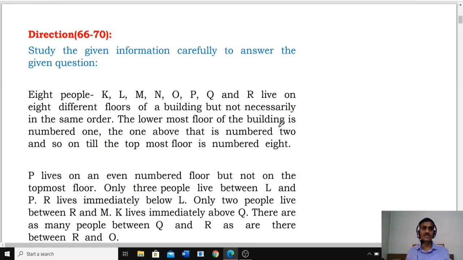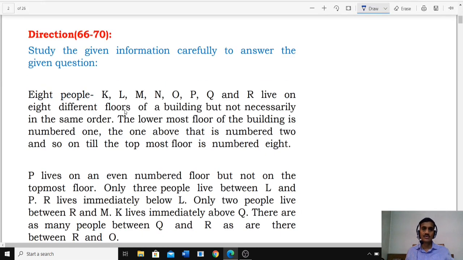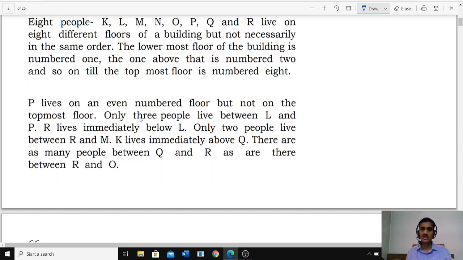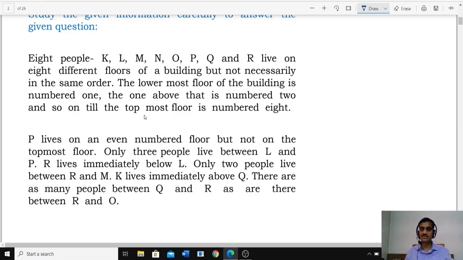Questions 66 to 70 are based on floor arrangement. 8 people K, L, M, N, O, P, Q and R live on 8 different floors of a building but not necessarily in the same order. The lowermost floor of the building is number 1, the one above that is number 2 and so on till the topmost floor is number 8.